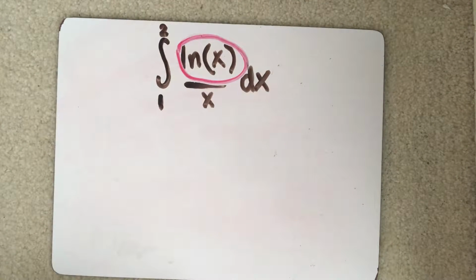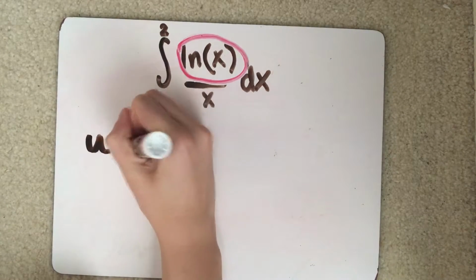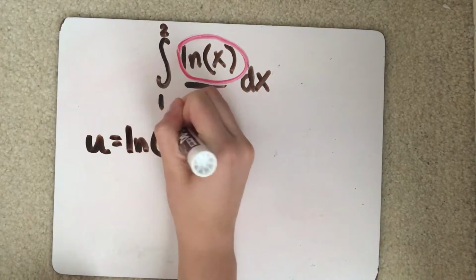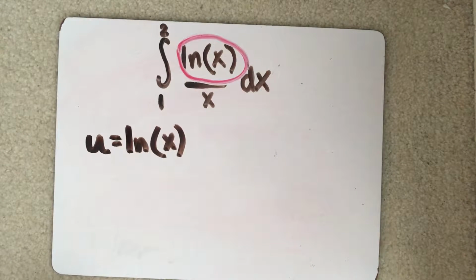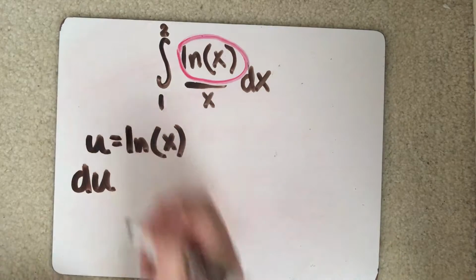part of the equation. This part, figuring out which aspect of the equation should be replaced with u, can sometimes be tricky. But with practice, you'll begin to recognize derivatives and patterns that let you choose the perfect value for u. So, we're assigning u the value of the natural log of x. And now, we need to take the derivative of both sides in order to find du.